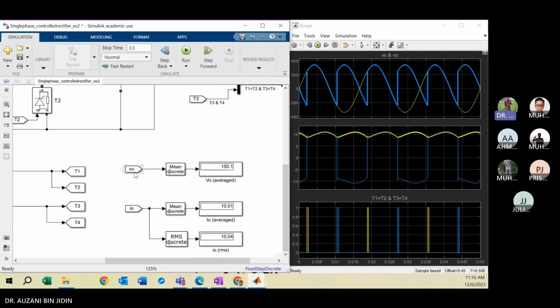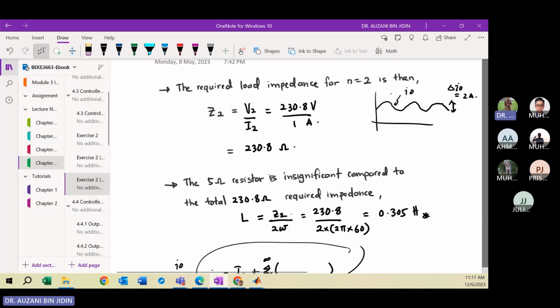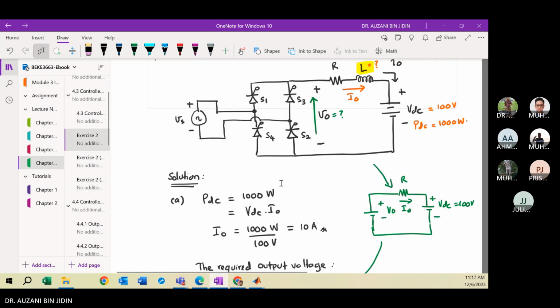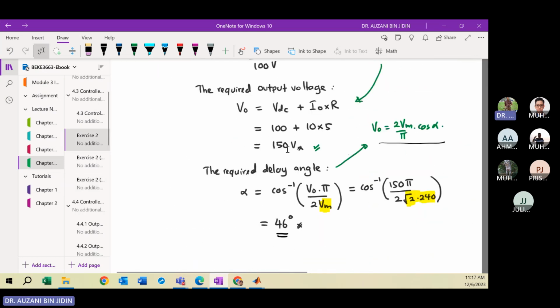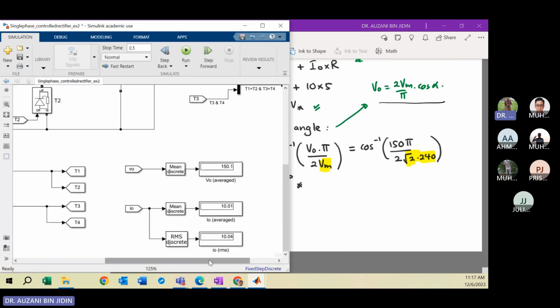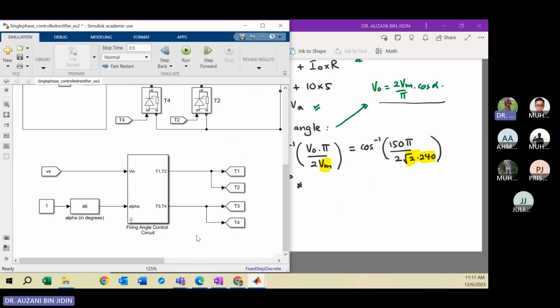In order to get the DC component, you need to put the mean block here. Then the display will show the output voltage DC component, 150 volt, same as the calculation. We verify the calculation value: the angle is 46 degrees, so that's why I put the angle as 46 degrees here.